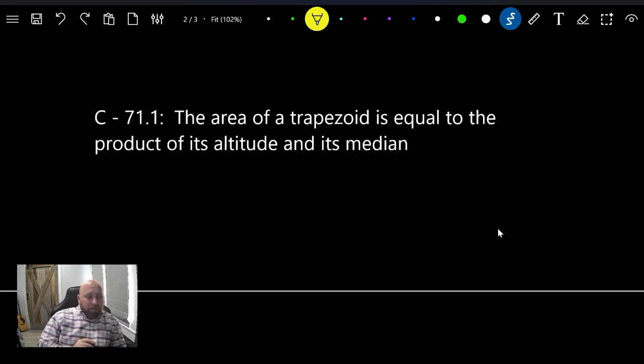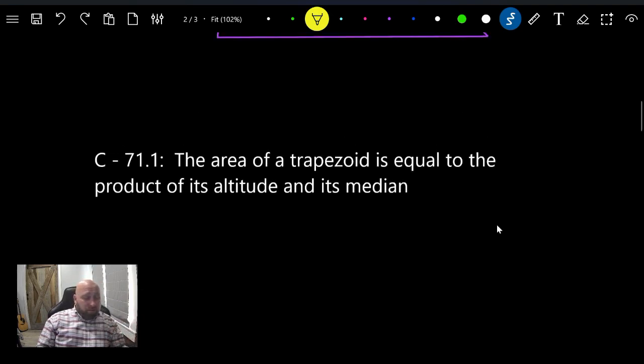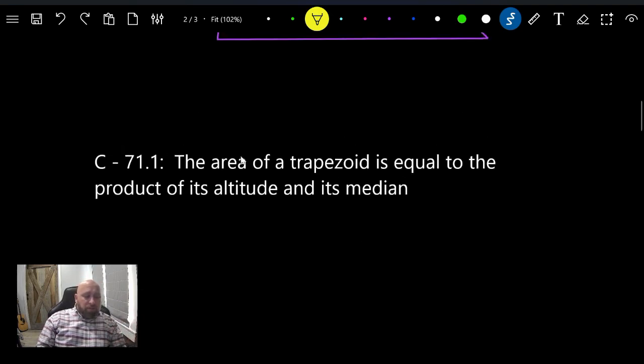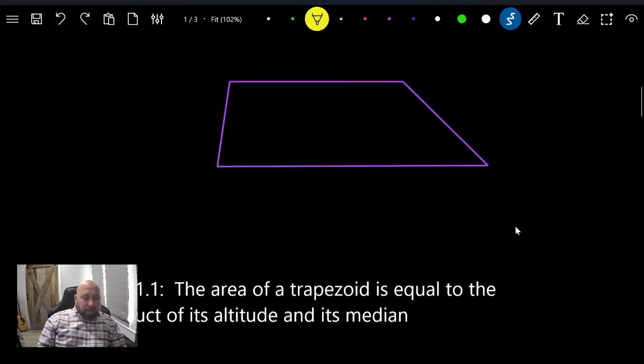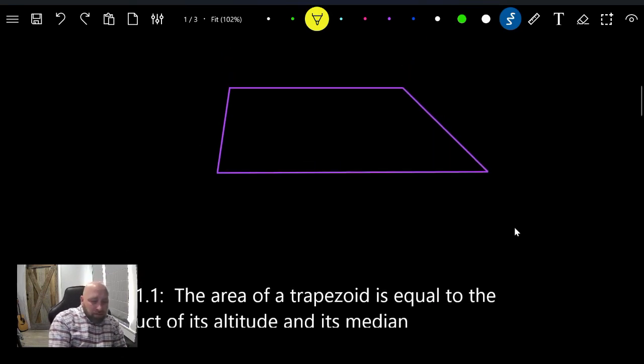Corollary 71.1 says the area of a trapezoid is equal to the product of its altitude and its median. So this is kind of like a secondary formula that you can use. So let's talk about what this means. The area of a trapezoid is equal to the product of the altitude and its median. What's the median? Well, here's the median, right? In this trapezoid here, this would be the altitude, right? The distance from the top to the bottom.